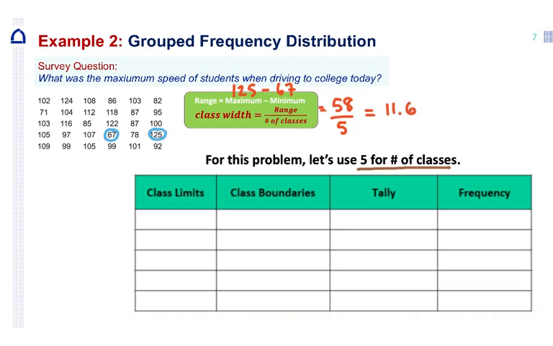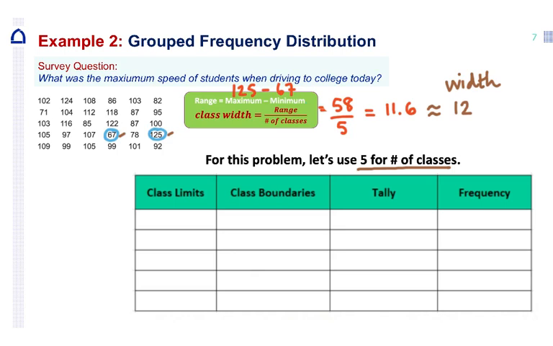Now we always want to make our tables as clean and pretty as we can, so we really don't want the class width to be a decimal. So you should always round up for class width. If you don't, then you will not meet the requirement of covering all of the data. So you must round up, and so our class width in this case is going to be 12. Even if we had gotten 11.1, we should have rounded up. We should round up and make the class width 12.